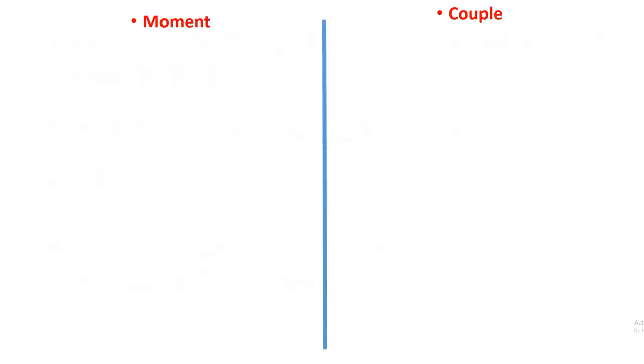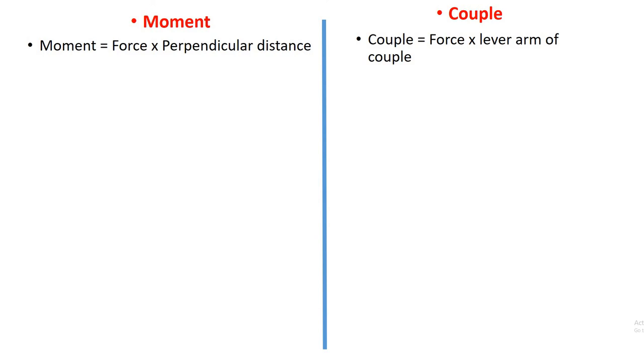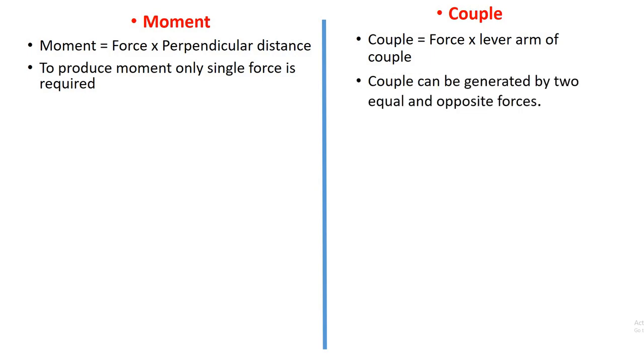Now, the difference between moment and couple. The moment is force multiplied by perpendicular distance, and a couple is force multiplied by the lever arm of the couple. The major difference is that to produce a moment, a single force is enough. And if you want to generate a couple, you have to apply two equal and opposite forces. This is the major difference. A moment can be generated by a single force, and to generate a couple, you have to apply two equal and opposite forces.